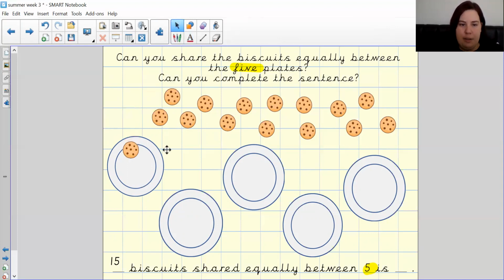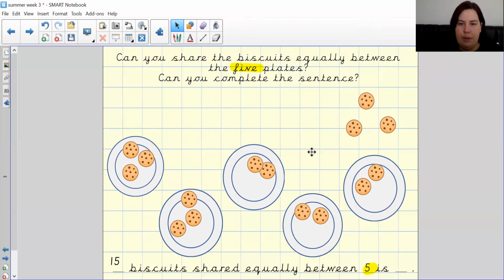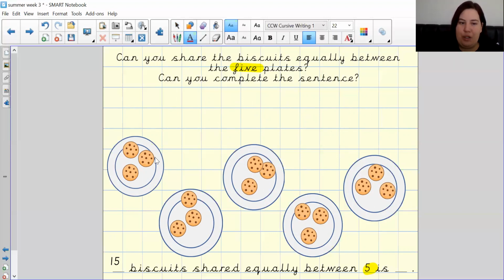So I'm going to go 1, 2, 3, 4, 5. And as you can see, I'm counting as I'm doing it to know I'm doing it equally into the 5 groups. Now, there is how many in each group? Well done. Let's count. 1, 2, 3. So the 15 biscuits shared equally between 5 is 3.